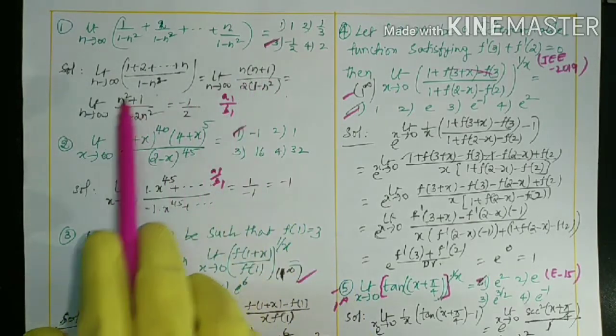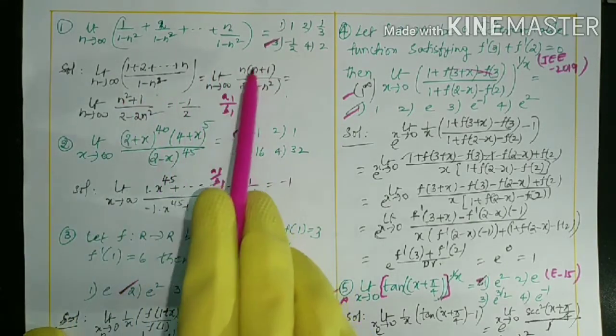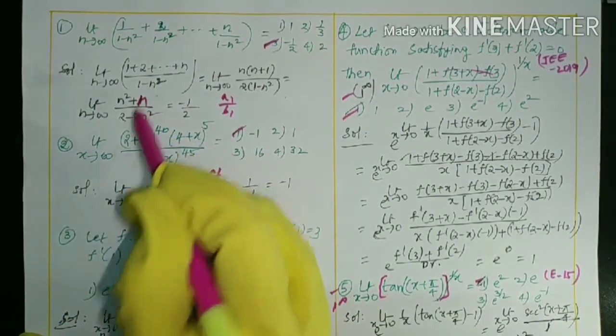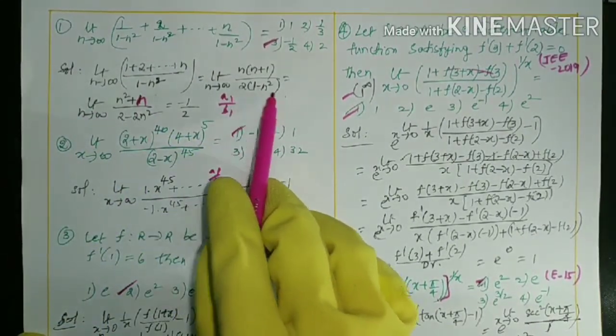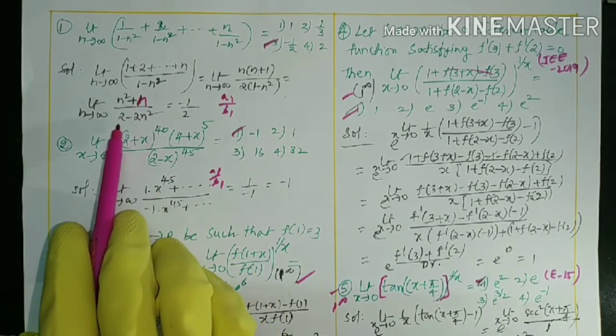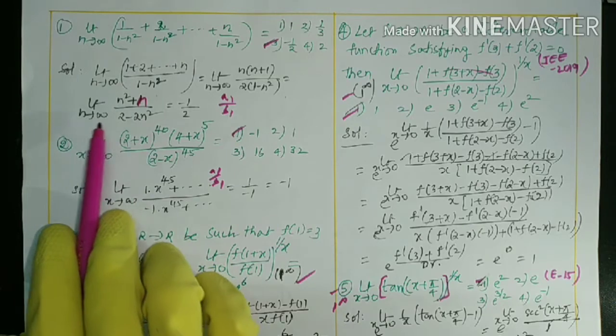Now by the simplification, what happened here? N square plus n here, and 2 of 1 minus n square becomes 2 minus 2n square. N square plus n by 2 minus 2n square, as n tends to infinity.